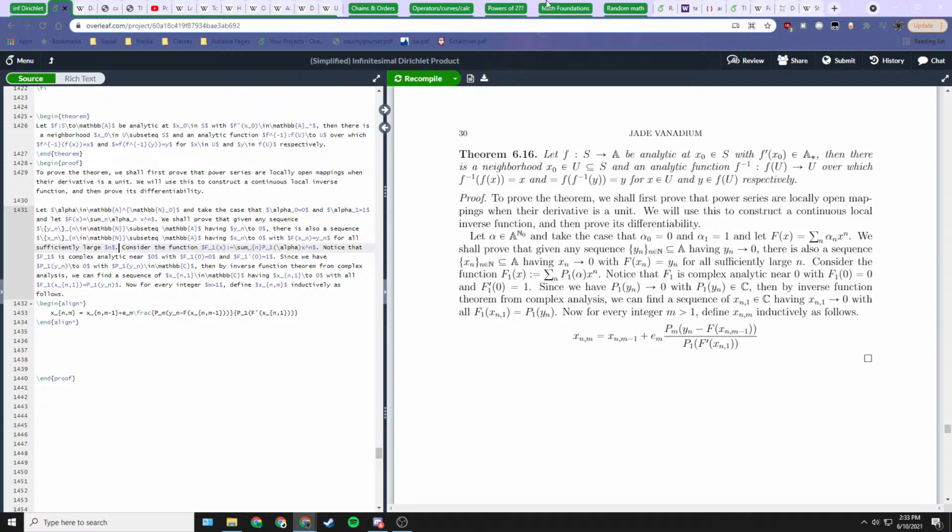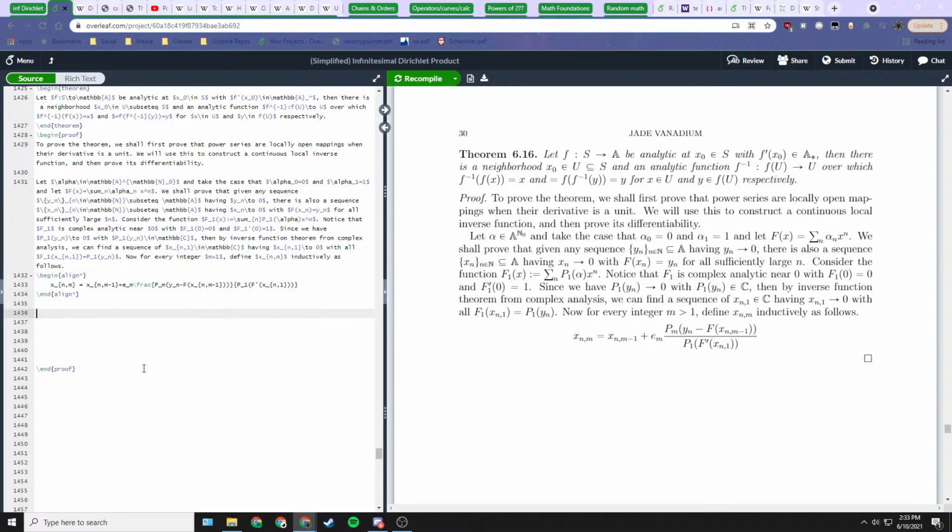Okay, we want to specify, so here's 0 with f1 of 0. So we can say this construction is valid since for all sufficiently large n, we should have f prime at x sub n1 in A star.